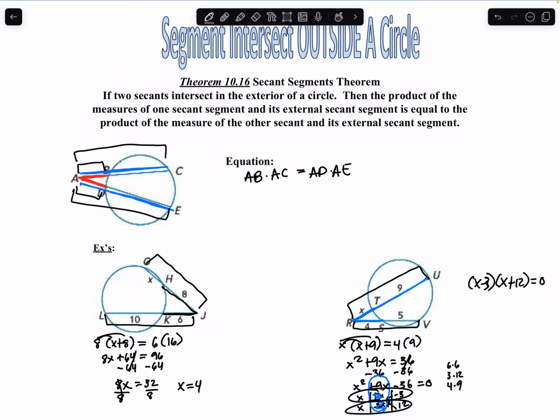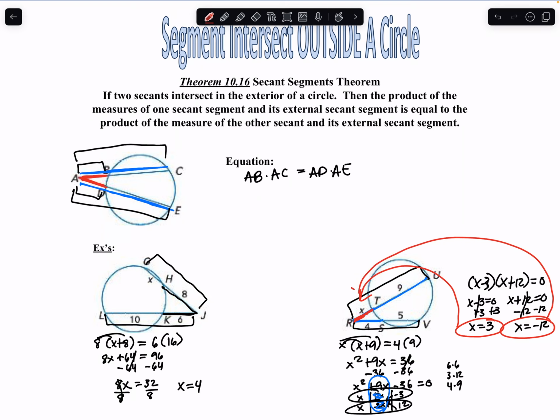I'm still solving for x, so I set them separately equal to 0. I have x minus 3 equals 0, and x plus 12 equals 0. When I move things over, I get x equals positive 3, and when I move the 12 over, I get x equals negative 12. Now, since x here is a distance, I'll put this in red. Since x represents a length, when I plug this in here, x equals 3 does work, but negative 12 will not work because we cannot have a negative distance. So we would have x equals 3 as our solution.